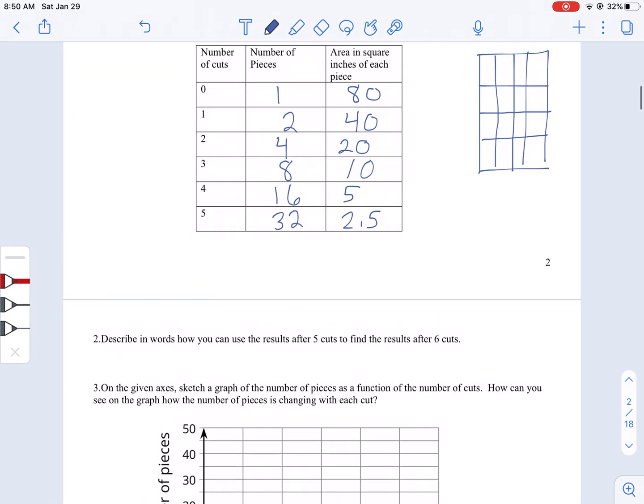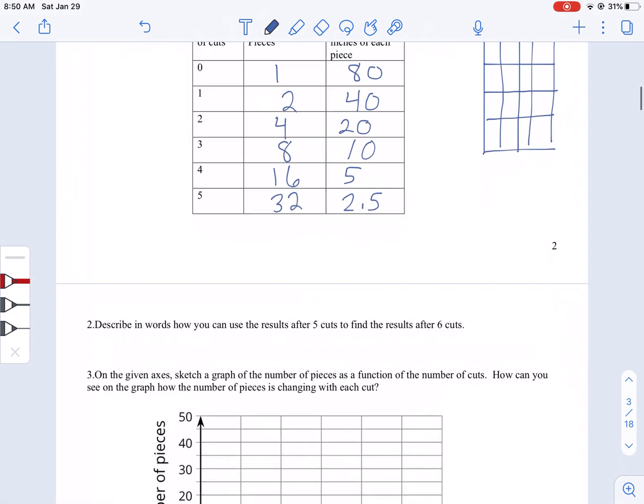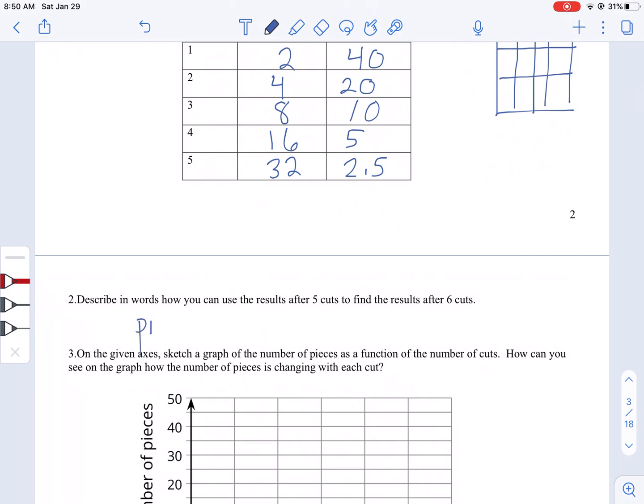So describe in words how you can use the results of 5 to find the results of 6. Well, the pieces, it's times 2. But the area is cut in half.